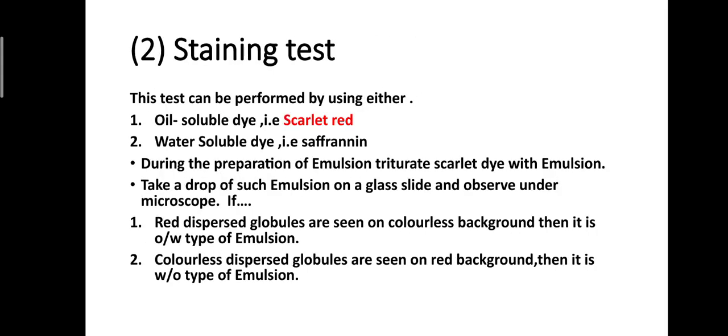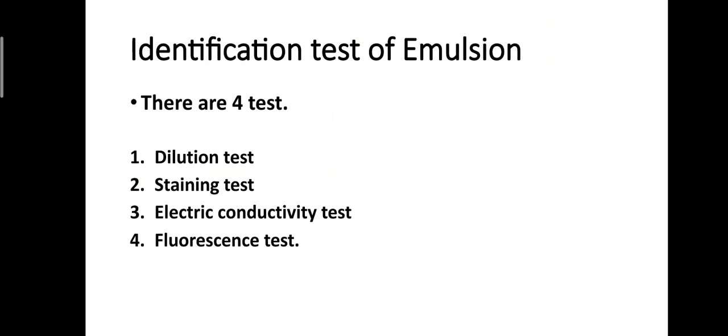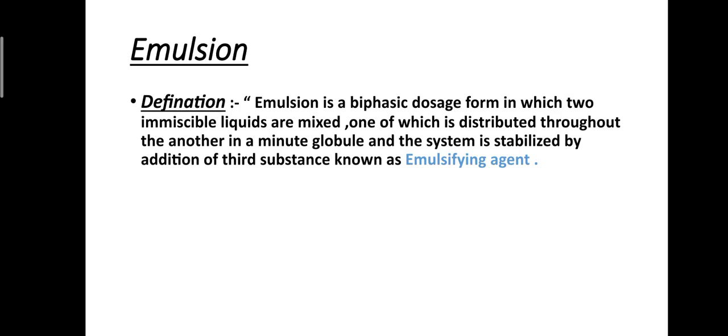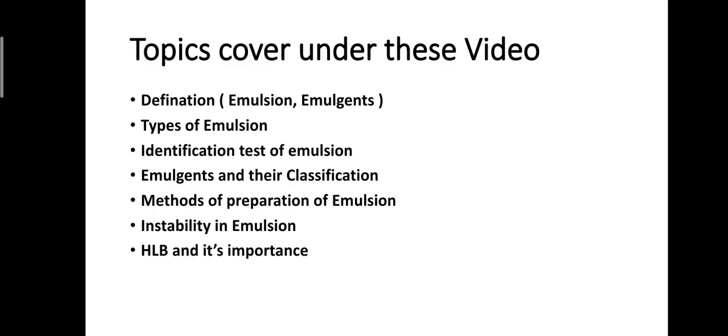There are tests of identification of emulsion: dilution test and staining test. In the staining test, there are safranin or scarlet red dye tests. Scarlet red dye we use. Types of emulsion: there are only two types, oil in water and water in oil. Emulsion definition. The topics we covered in today's video: definition of emulsion, types of emulsion, identification tests of emulsion, emulsifying agents and their classification, methods of preparation of emulsion, instability in emulsion, HLB and its importance.